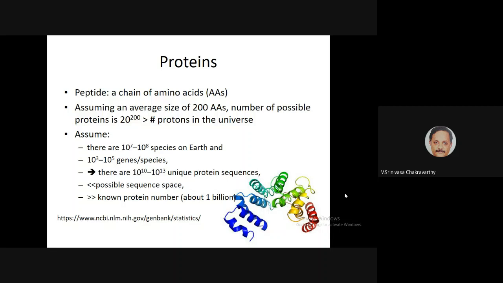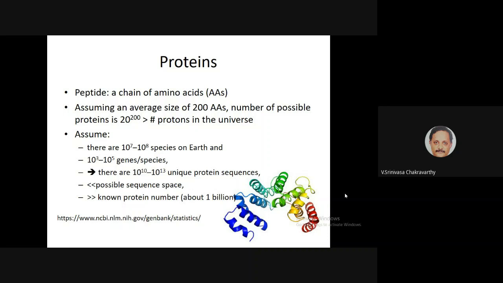Okay, so obviously all those proteins may not exist in reality. These are all possible combinations, just possibilities. So if you want to estimate how many proteins are actually realized in real organisms, the estimates go like this.